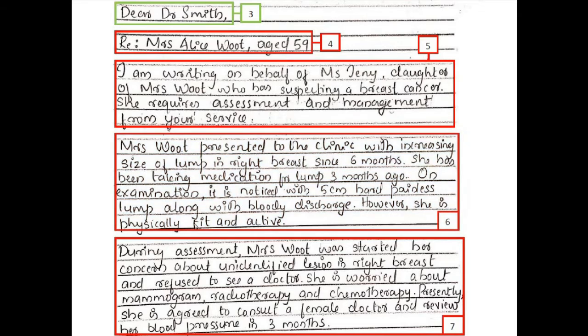Here, the first sentence written is wrong and instead you should reframe it in such a way that Mrs. Wood was presented by her daughter with a 6-month history of breast lump which is increasing in size. Similarly, the third sentence can be rewritten as, on examination, a breast lump is 5 cm in diameter which is painless, hard and fixed with bloody discharge from nipple, which is much better. Coming to the last sentence, we can see that it is related to her background, therefore it is better to place it in the following paragraph.